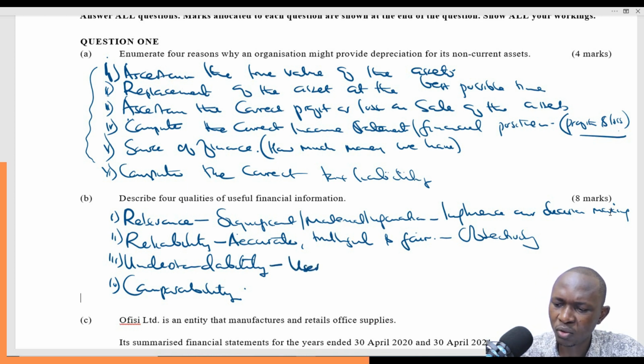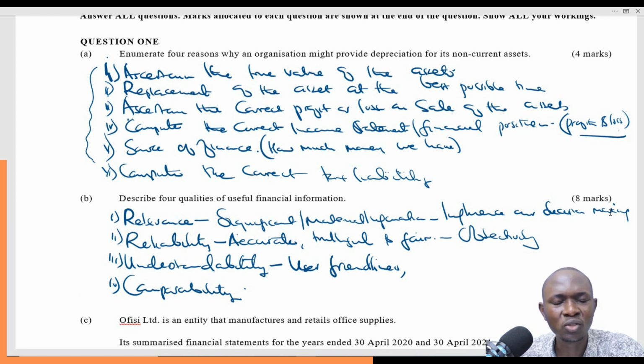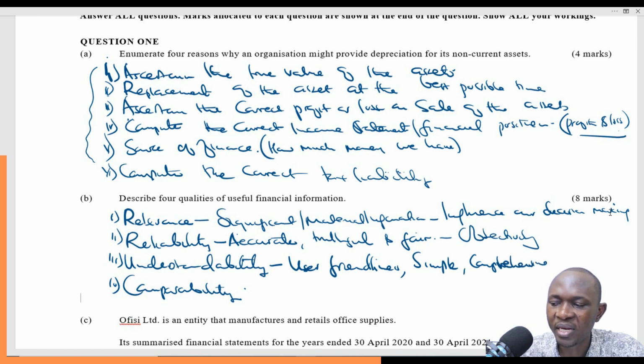Understandability, this is about user friendliness. We need not have accounting information that is so complex that somebody cannot comprehend. It needs to be user friendly, it needs to be simple, and it needs to be comprehensible. Somebody can easily understand and make meaning out of the information that has been provided.